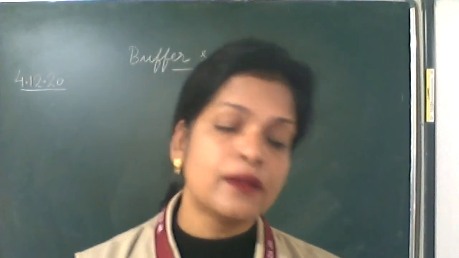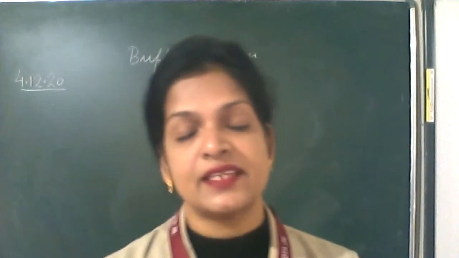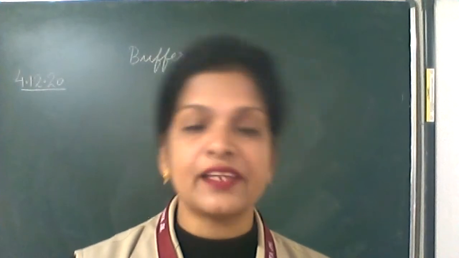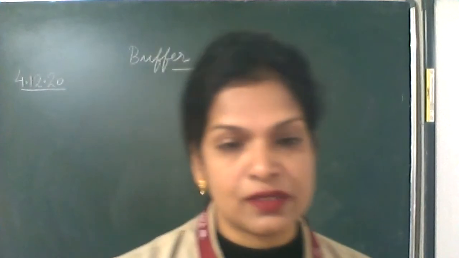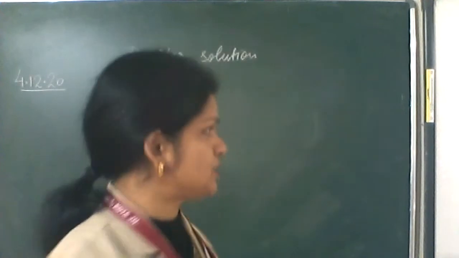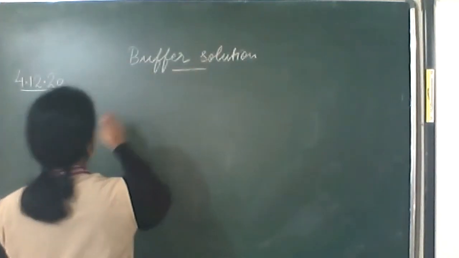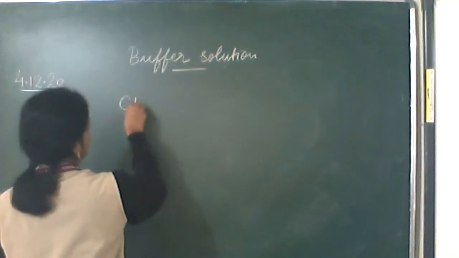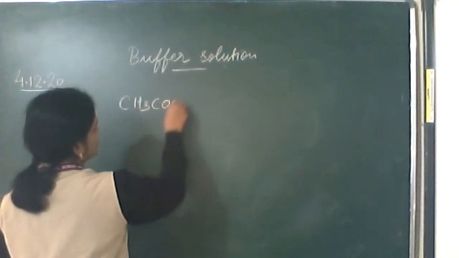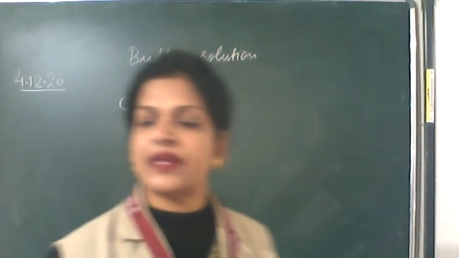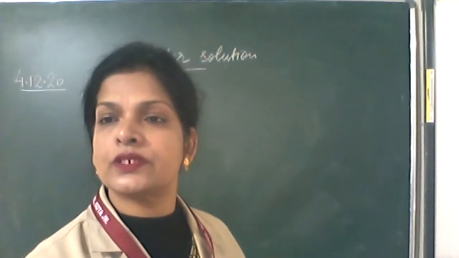In chemistry, a mixture of a weak acid and its salt can act as a buffer solution, or a mixture of a weak base and its salt can act as a buffer solution. Let's see how this buffer action is seen in chemistry. A mixture of a weak acid, for example CH3COOH. For us, weak acid means CH3COOH. Weak base means NH4OH.